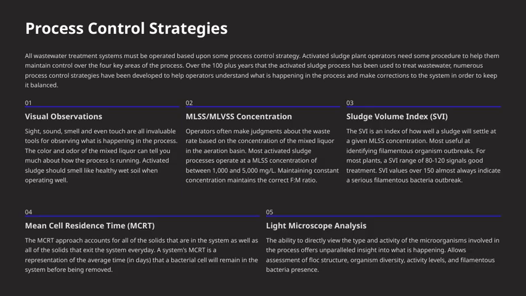Finally, light microscope analysis offers a direct look at the microorganisms themselves. It allows us to assess the structure of flocs, the diversity and activity levels of the organisms, and detect any filamentous bacteria. This microscopic view provides invaluable insight into the health and stability of the biological process. All these strategies work together to give us a comprehensive picture of how the activated sludge process is performing, helping us make informed decisions to keep it running efficiently.